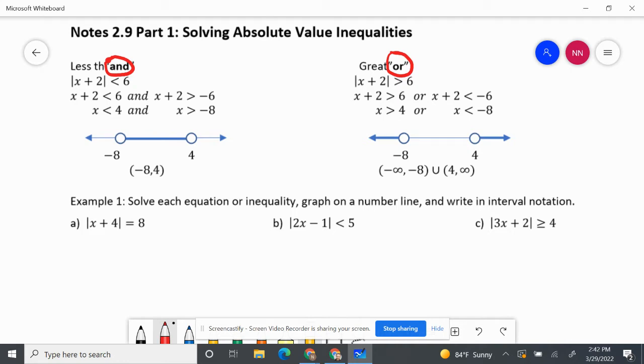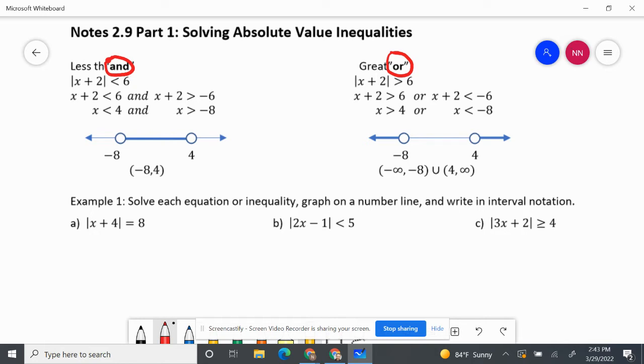Whenever it's an and statement, it's a less than symbol. And whenever it's a greater than statement, or I should say, or statement, it's a greater than symbol. Now, the way that I like to figure out if it's an and or an or is I just say it out loud. This is less the and, so I emphasize the and, so less the and. And then for this one, when I say it out loud, great or. So that helps me remember, is it an and or an or? I just read the inequality and emphasize the end of it.